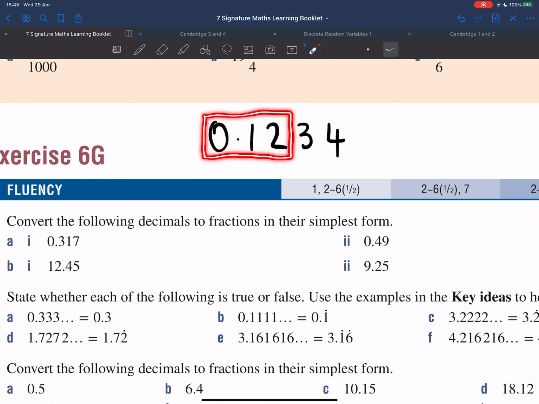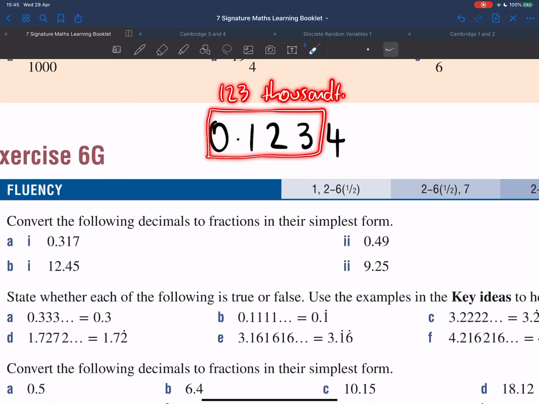In this case, ignoring these numbers, if you just had this number, 0.12, you can also say 12, but not tenths now. The next one higher, hundredths. 12 hundredths. And again, this would now be 123 thousandths. And we can keep going forever and ever.